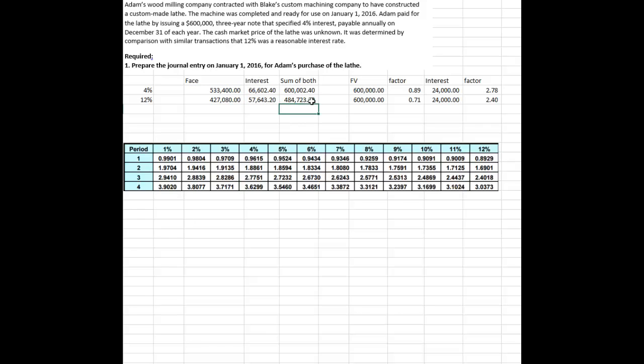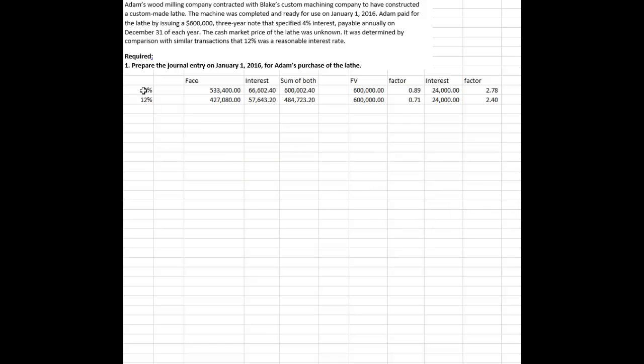Now you might not think that's a big deal, but it is, because if we take this rate, we book that asset at 600 grand, and we book the debt at 600 grand. That's overstated because a realistic rate is 12%. So the asset should really be booked at 484,723, and the carrying value of the debt should really be 484,723. So now we can answer the first part of the problem that says prepare the journal entry on January 1st for the purchase of the lathe.